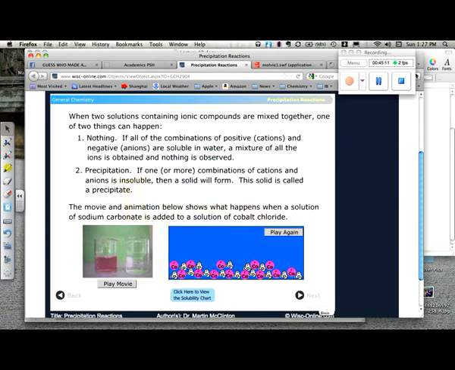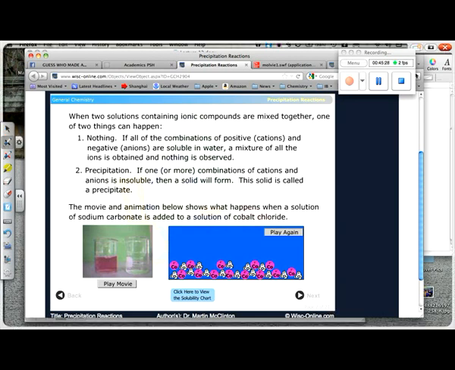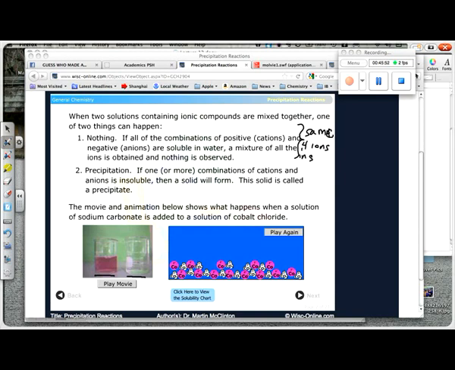Okay, so this is a link. You can certainly follow it and go through it yourself many times if you'd like. So it's kind of going back and reiterating what we've done in this lecture, which is also always helpful. So when two solutions, and right here, there's the solution, there's another one, homogeneous mixture, containing ionic compounds are mixed together, one of two things can happen. Nothing, if all the combinations are soluble in water, so you still have those same 4 ions. Okay, so same 4 ions still floating around. All right, so nobody formed a precipitate. Okay, or one, and you could have more combinations. It's possible to have 2 precipitates.